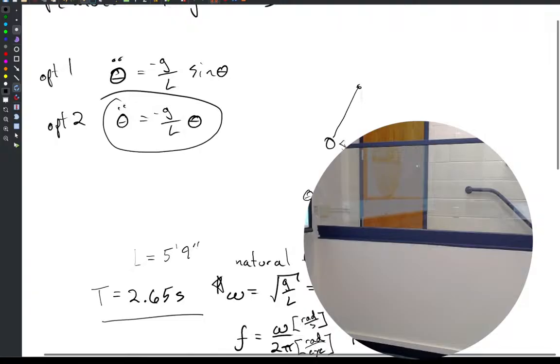How well do we know the length of the pendulum? Not very. It's pretty approximate. How off do you think it could be?